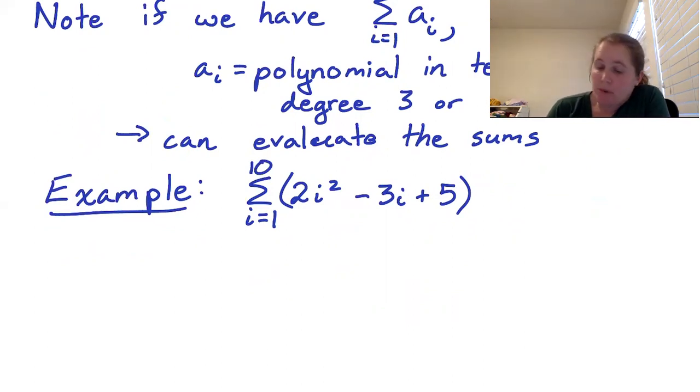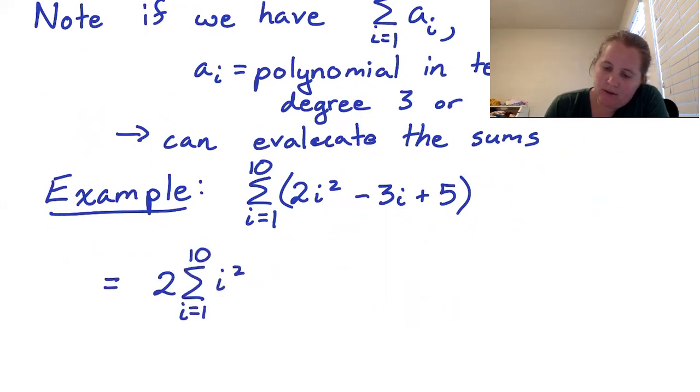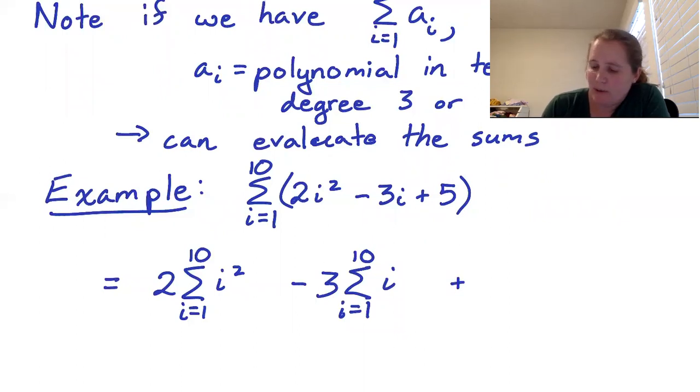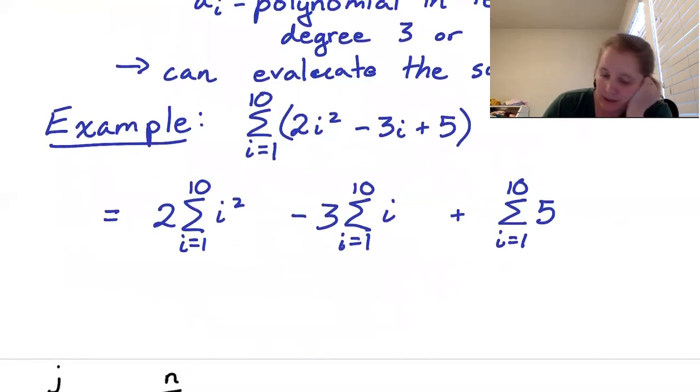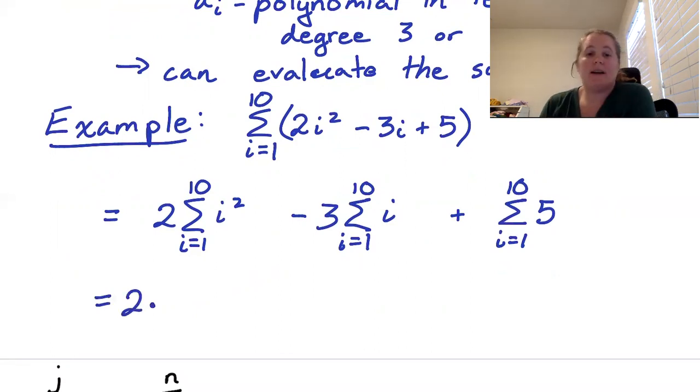Well, by the last two properties, this is equivalent to 2 times the summation from i equals 1 to 10 of i squared, then minus 3 times the summation from i equals 1 to 10 of i, and then plus, we could do 5 outside if we want, or we can just leave the 5 inside, since we do know the summation from i equals 1 to 10 of the constant 5. So we have n equals 10 for each of these. And so this first one, we will have 2 times the rule for i squared was n.